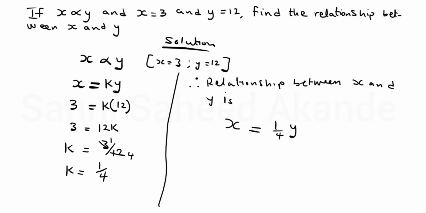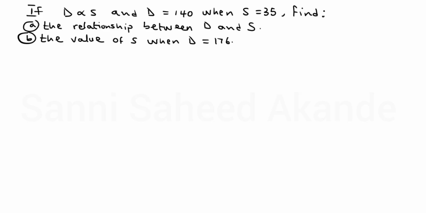The next question says, if d is directly proportional to s and d is equal to 140 when s is equal to 35, find a, the relationship between d and s, b, the value of s when d is equal to 176. Solution. Right, so the first thing we are going to do is to find the relationship between d and s.